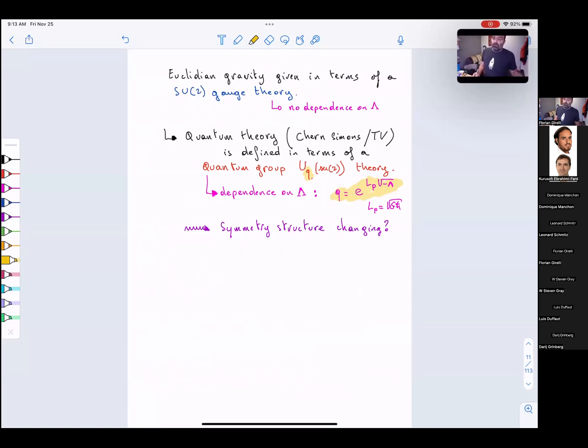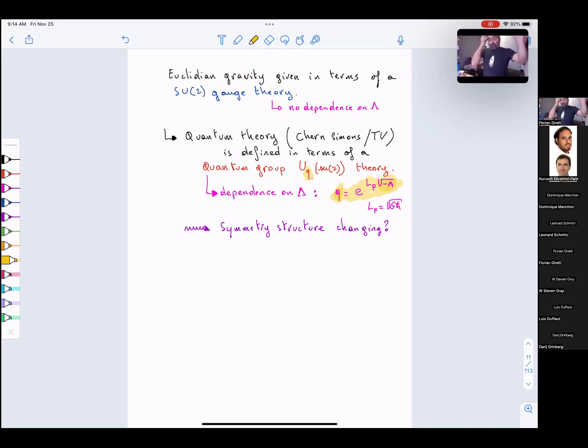Then it's known from the quantization of Witten and so on that at the quantum level, we're going to get a quantum group. And the deformation parameter, which is q, is actually a function of the cosmological constant. So this means that at the classical level, we do have some symmetry structure which does not depend on lambda. And then at the quantum level, the symmetry structure is this quantum group structure, and it depends on lambda. So there is a big shift, a big jump. And that's kind of strange in a way.